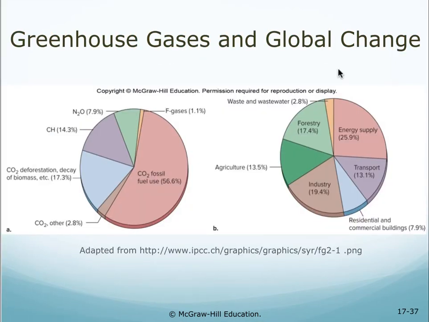These pie charts show the global emissions of anthropogenic greenhouse gases. CH4 is methane, N2O is nitrous oxide, F gases are the fluorinated gases. The first pie graph shows the share of emissions by greenhouse gas, and the second pie graph shows the share of greenhouse gases by sector.